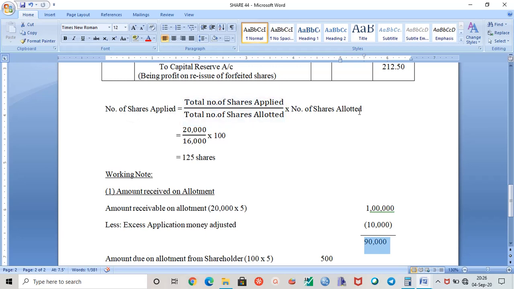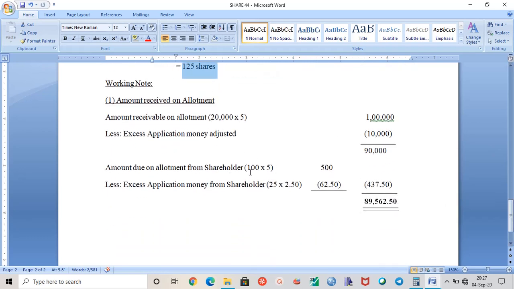Okay, so please write this formula. Both the formula of number of shares applied and number of shares allotted, if you write in the copy and try to compare the formula, then it will be very easy for you to understand what are some changes here. So he had applied for 125 shares, and 100 shares were actually allotted.